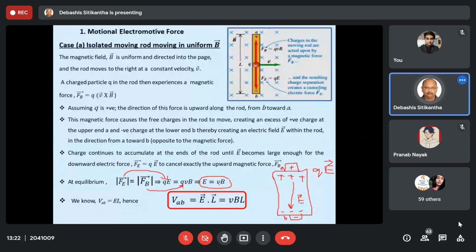So when VB, that means this is a time varying magnetic field, it is also creating an electric field. So in this way we can also prove that a time varying magnetic field produces an electric field, and a time varying electric field will produce a magnetic field. So from this, let us try to find out if this is an EMF source.